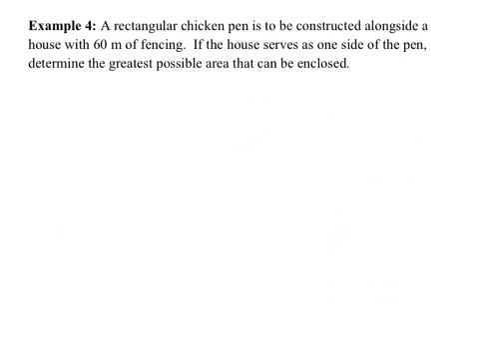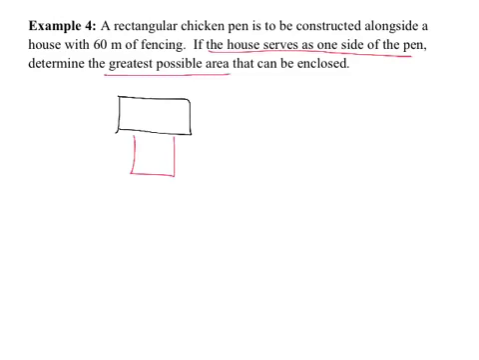Example 4 says that a rectangular chicken pen is to be constructed alongside a house with 16 meters of fencing. So right away, bird's eye view, here's the house. Here's the chicken pen with 3 sides because we're using the house. The house serves as one side. Determine the greatest possible area. So we want to maximize our area.